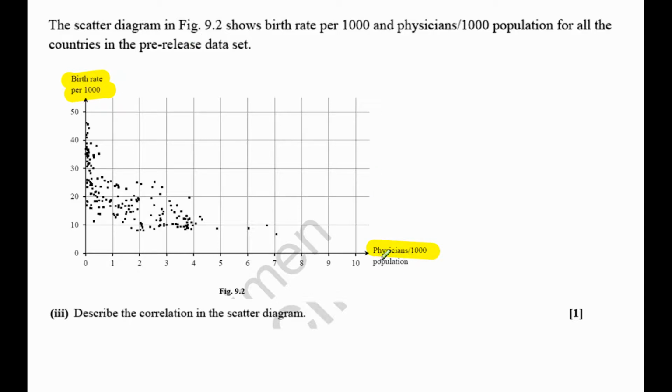So we want to make sure that we include the two variables that are used. We want to include the two variables that the scatter diagram refers to in our interpretation or description of the correlation.